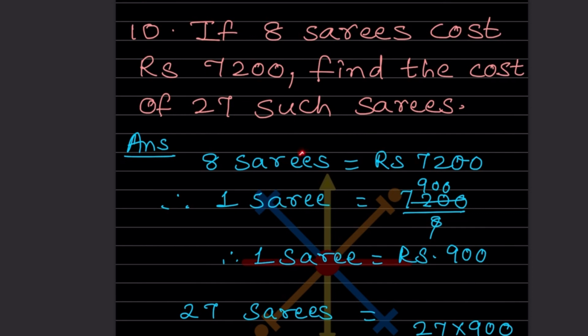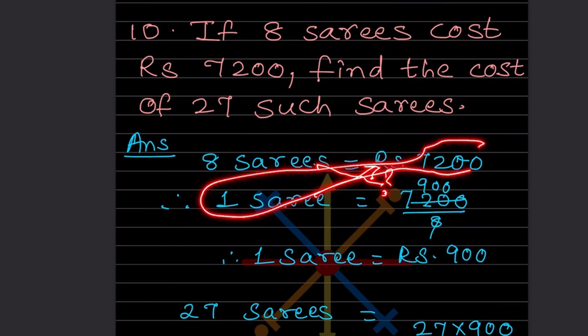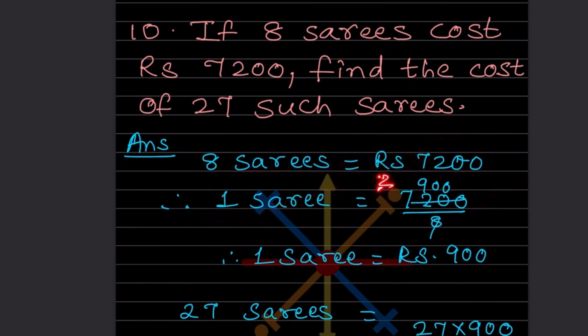Now 8 sarees is 7,200. So one saree will be how much? Now look here, this into this, and this we don't know. So whenever two numbers are there, 7,200 into 1, that is going to be in the numerator, and the single number, because here we don't have anything, there's also 8. This 8 will be in the denominator. So 8 nines are 72 and these two zeros, 900. So one saree is 900 rupees.